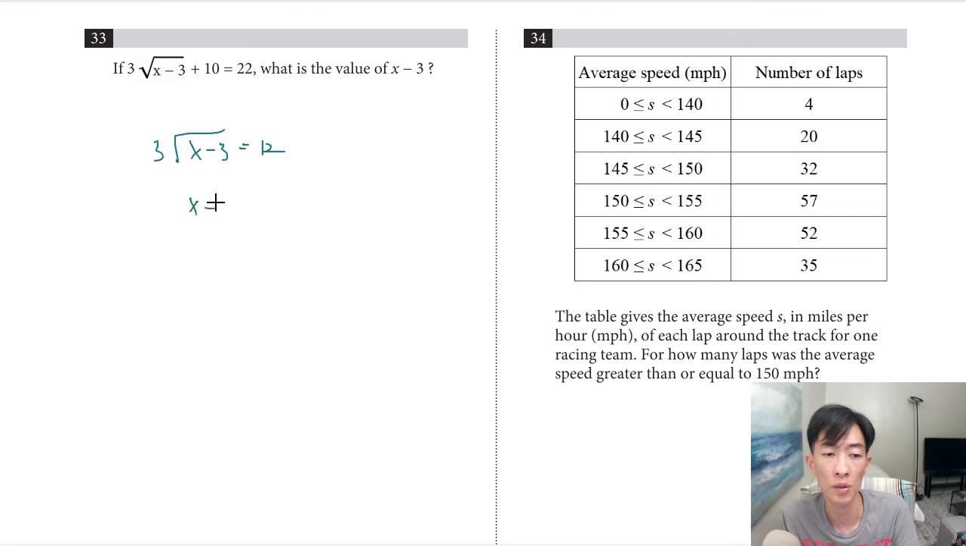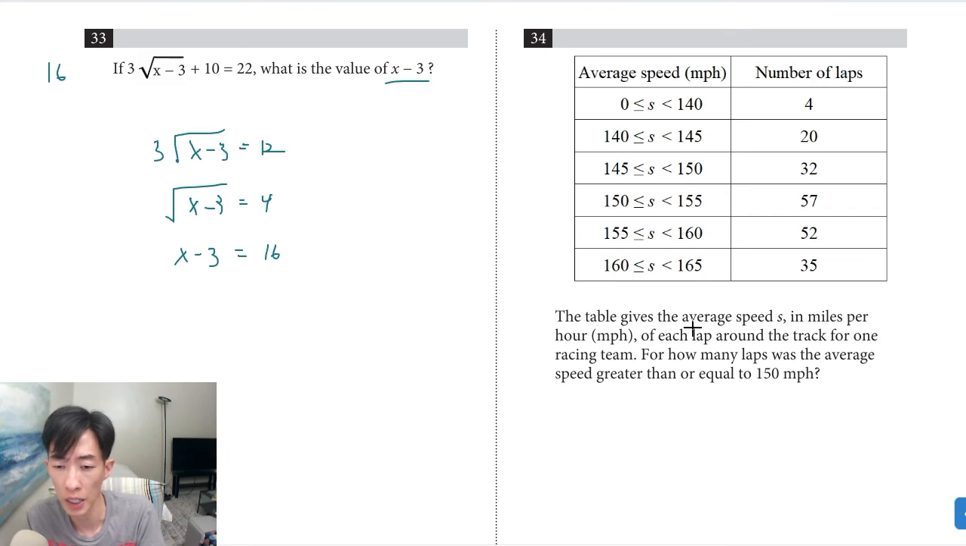Divide by 3 on both sides. Rad x minus 3 equals 4. Now we can square both sides safely or easily. x minus 3 equals 16. And since they want x minus 3, we can just stop there at 16.